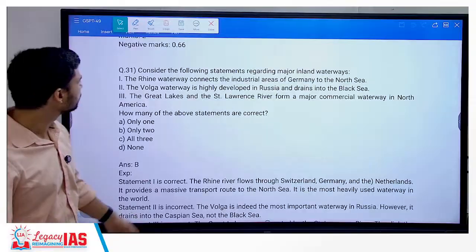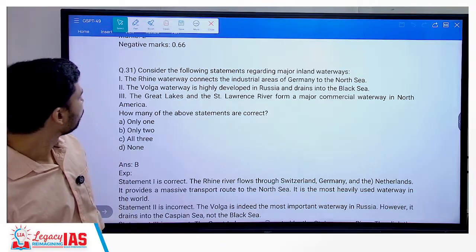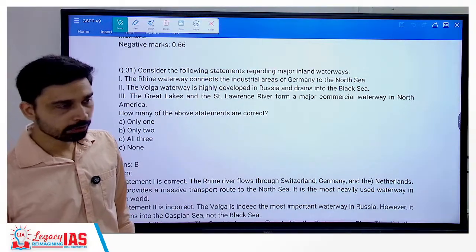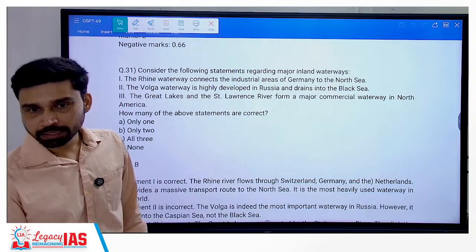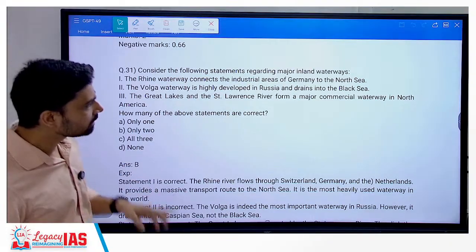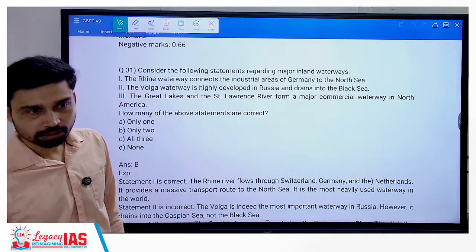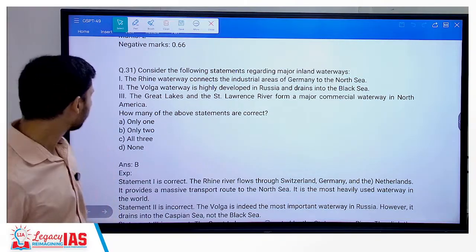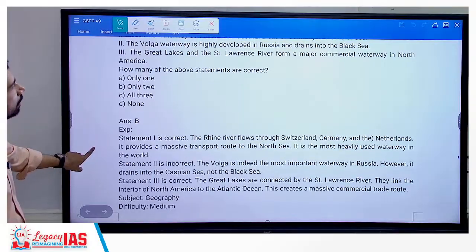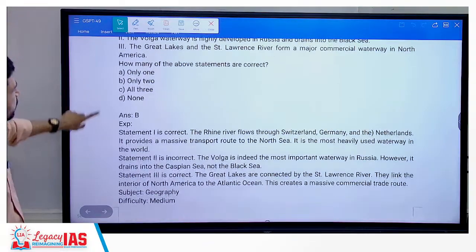Then inland waterways. Rhine connects industrial area of Germany to North Sea. We have discussed through the port, you have Hamburg port. Volga waterway is highly developed in Russia and drains into Black Sea. That is incorrect. Where does it drain? Caspian Sea. That's why you need to connect Volga with Don River, and through Don River you can go to the Black Sea region. So Volga Don Canal is there. Great Lakes, St. Lawrence River form a major commercial waterway in North America, true or false? That is true. Great Lakes are connected to St. Lawrence, and through that you can go to the Atlantic coast port. So what is the correct option? B. Only 2. Correct. They are asking correct, right? So first and third are correct. Right. So only 2 statements are correct.